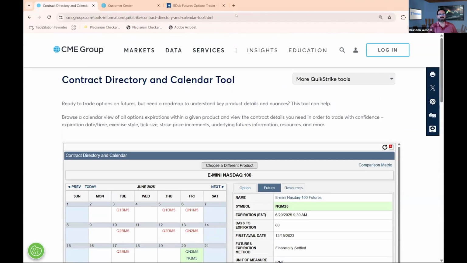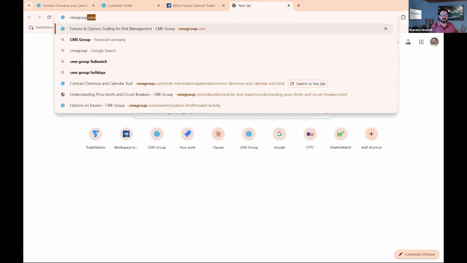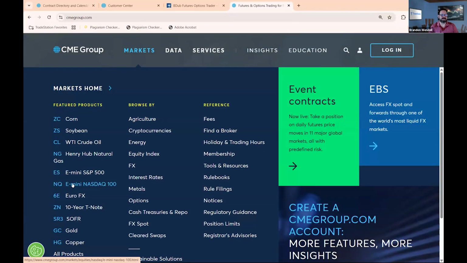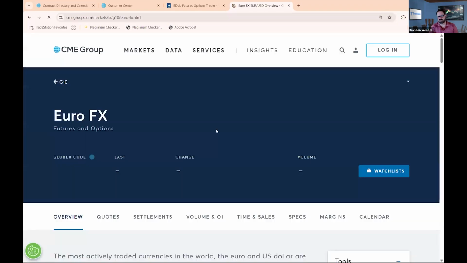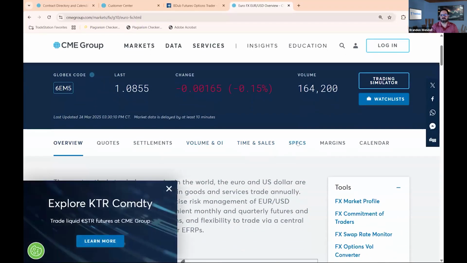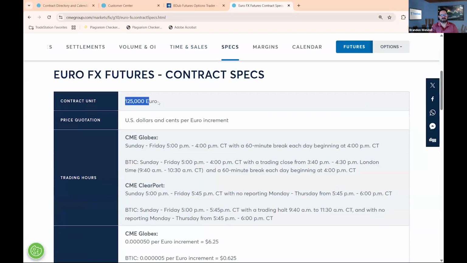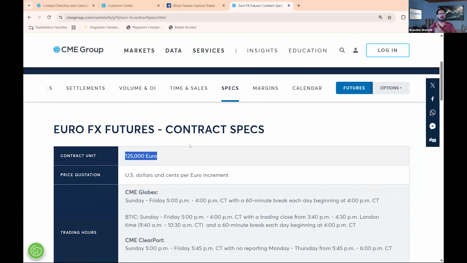If you just go to the CME Group website, you can go to contract specifications. So under markets, say I want to know the NASDAQ, oh, let's go to Euro. Let's say I want to know what the Euro point values are for the multiple. I go to specs, and under contract specs, right there, 125,000 euro. So that's the point value. Every 1 point in the euro is 125,000 euro.